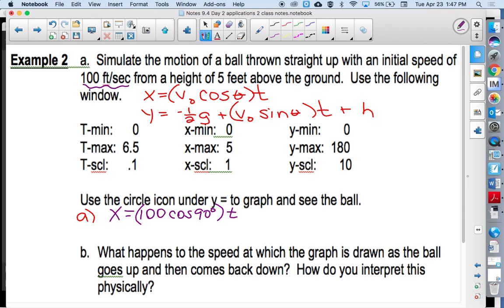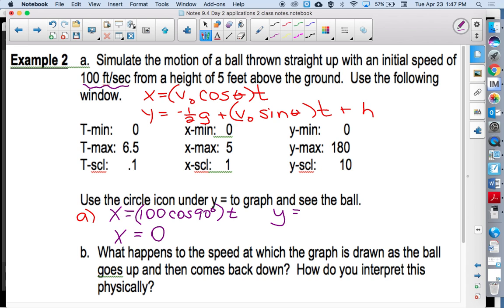What is the cosine of 90 degrees? 0. So the cosine of 90 degrees is 0. 100 times 0 times t is 0. So my equation for x would be 0. Question? It's just going straight up, coming back down. So you're throwing it up, and it comes back down. That's it. It didn't go left or right. That just, if the ceiling wasn't there, it would not have gone left or right and would have fallen right back down. So it's not moving at all. There's no angle to it besides the straight up angle of 90 degrees.